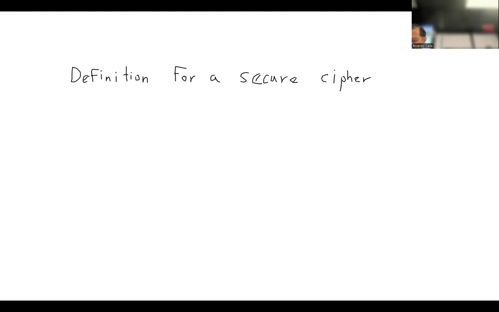Definition for a secure cipher. I'll write the equation first, and then we'll start dissecting it and trying to interpret it. Basically, he wrote the following.